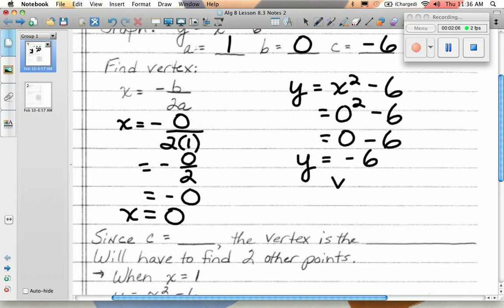So what's our vertex? 0, -6. So there's our vertex.